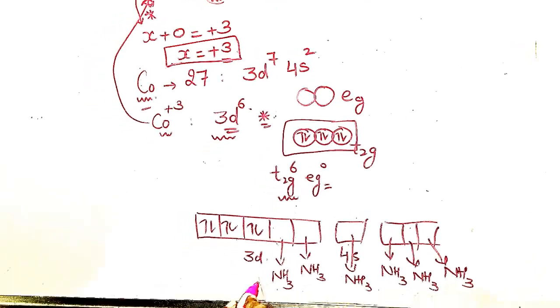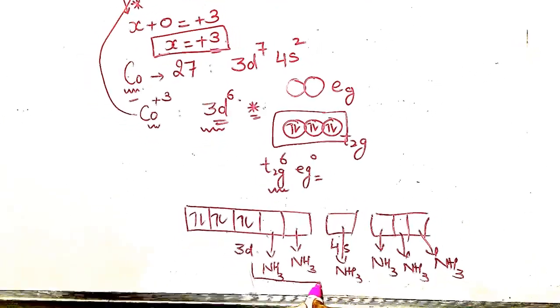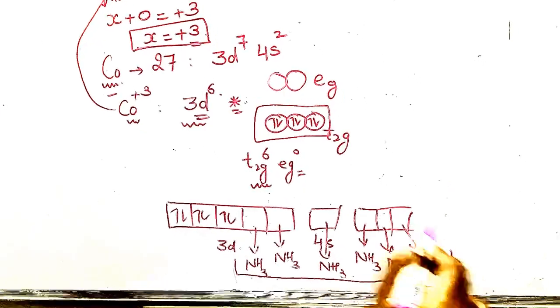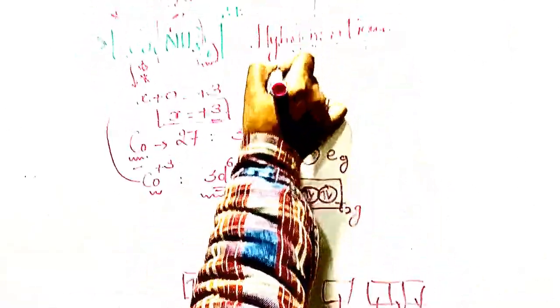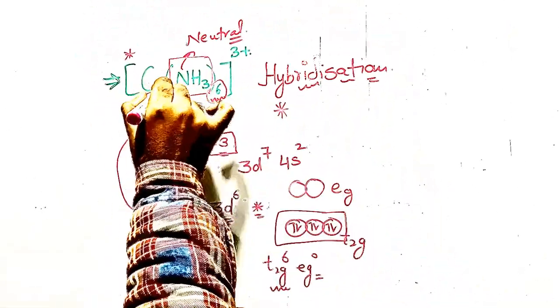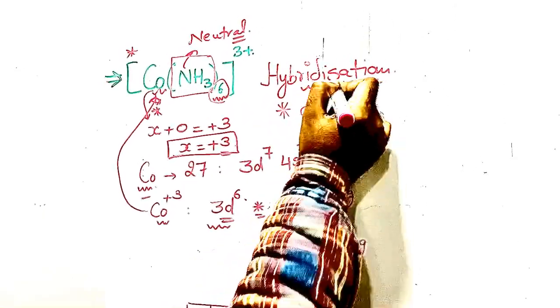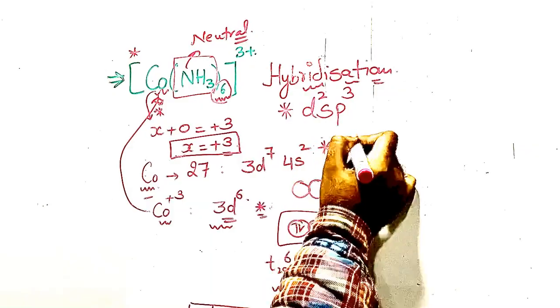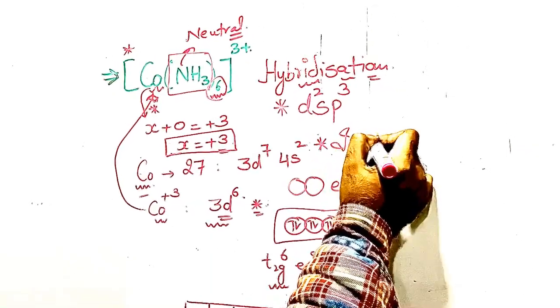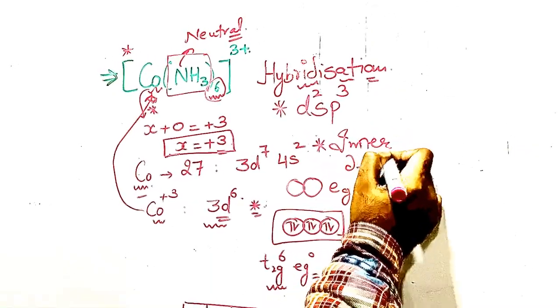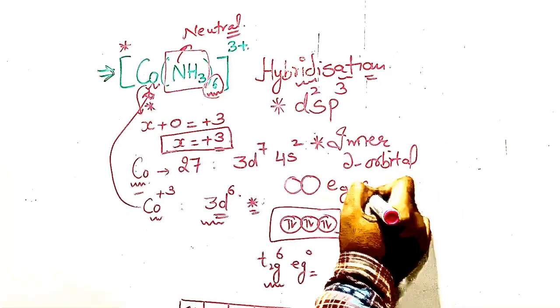So the hybridization in this case will be d2sp3. So the hybridization of cobalt in this particular case is d2sp3, and this is basically an inner d orbital complex.